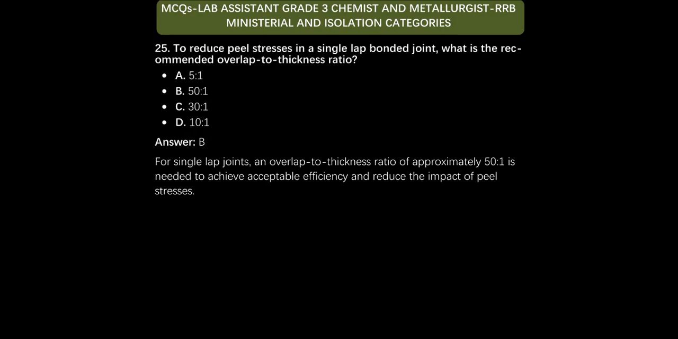To reduce peel stress in the single lap bonded joint, what is the recommended overlap to thickness ratio? Option B. 50 to 1.